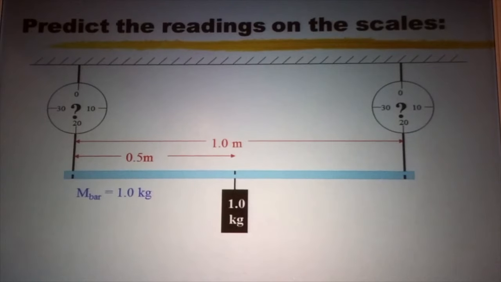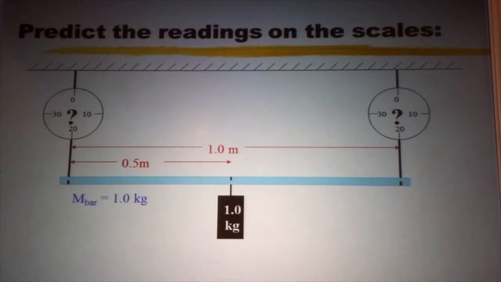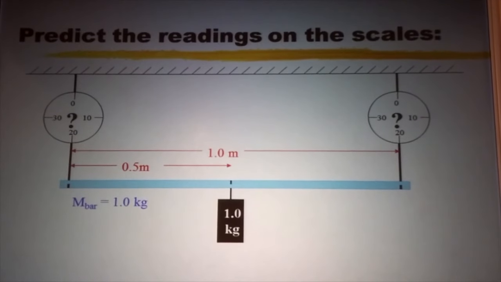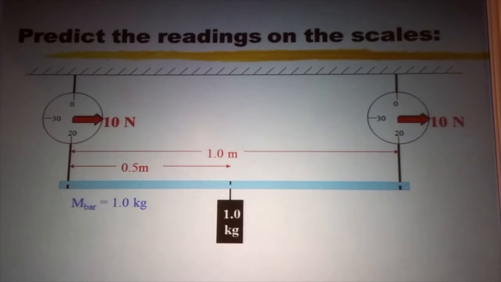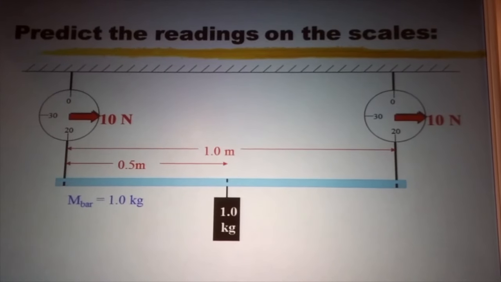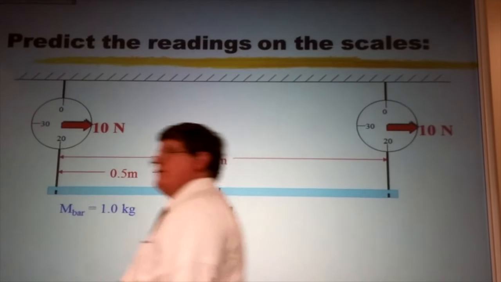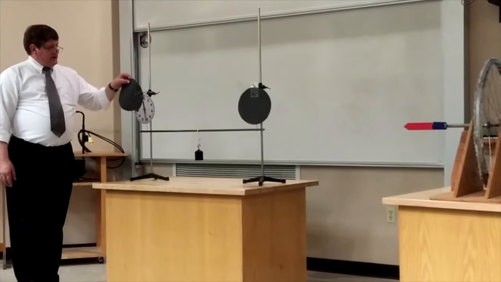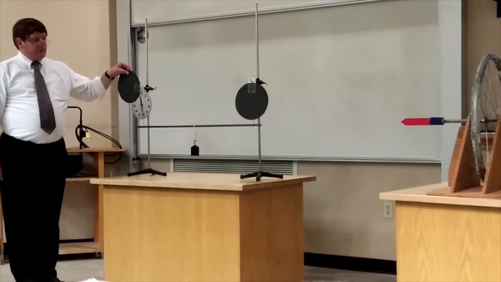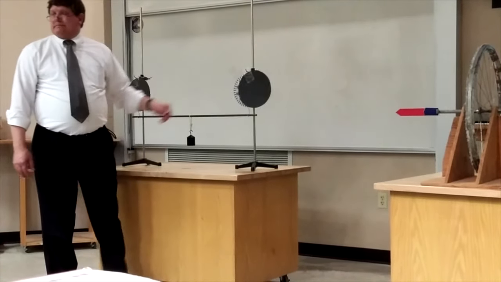Pretty easy, isn't it? I mean, I hope everyone can immediately see that it's 10 and 10. Because that rod's not going anywhere. And I got 20 newtons pulling down. The earth's pulling with 10 newtons on the rod. This string is pulling with 10 newtons. And that means that the spring scales have to be pulling up with a total of 20 newtons. I've got 10 newtons there and 10 newtons there.